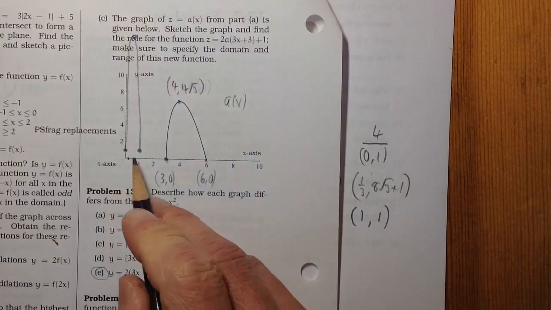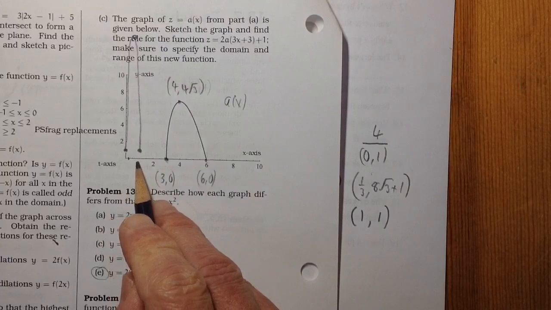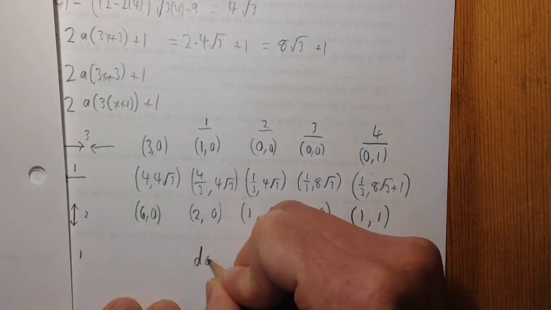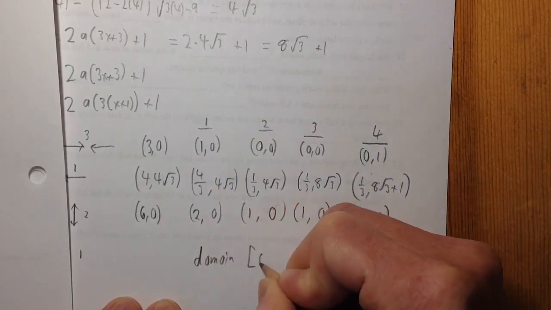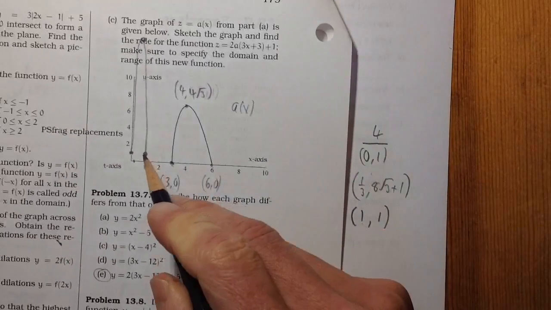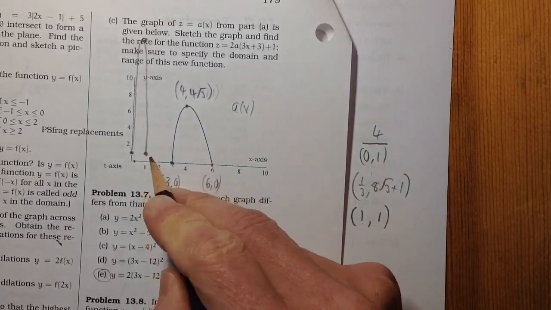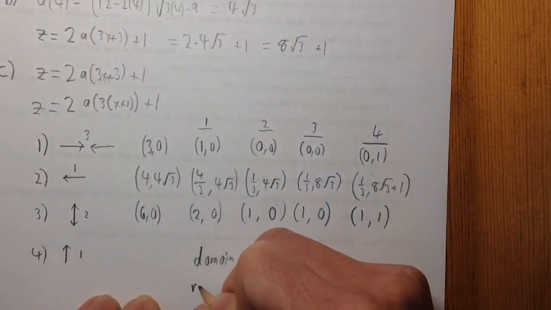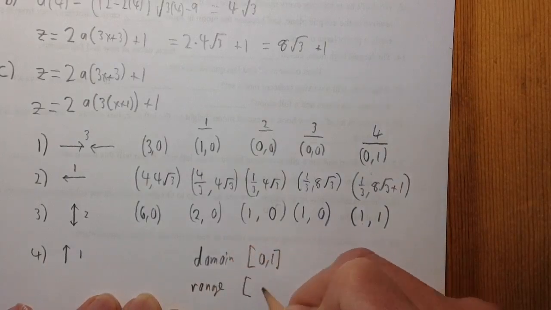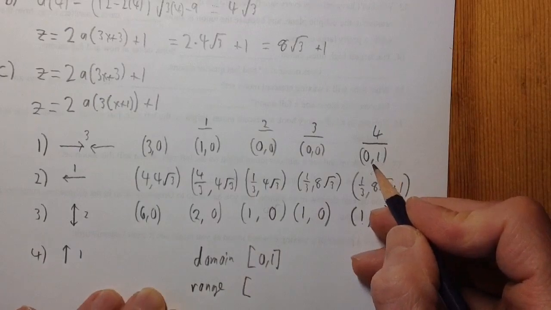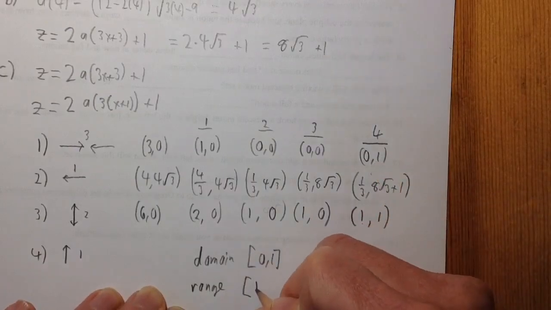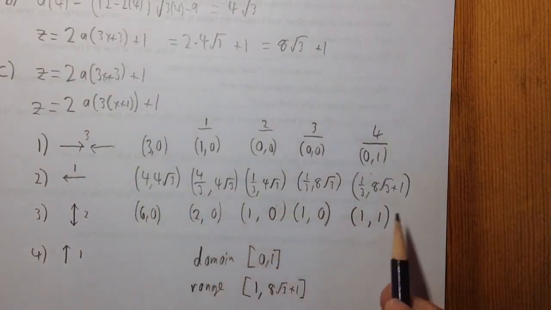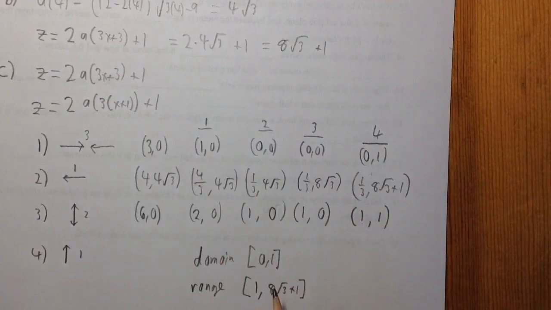And clearly from the graph, we see the domain of this function is from 0 to 1. The x's go from 0 to 1. We could see that from our points. So the domain, writing it in this form, is 0 to 1. And we can see that the range goes from y equals 1 all the way up to our max value, which is 8 root 3 plus 1. So the y values go from 1 all the way up to here, then they go back to 1, so 1 to 8 root 3 plus 1. So by graphing it and doing all these operations, it's pretty easy to get the domain and range.